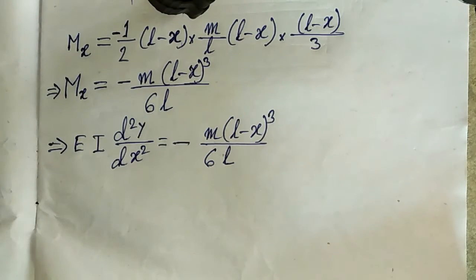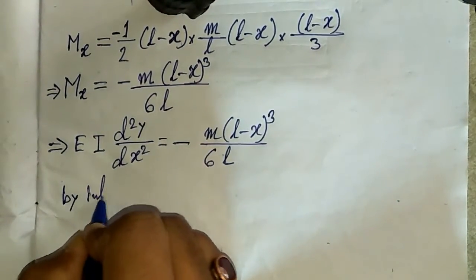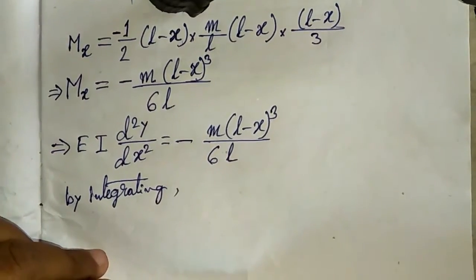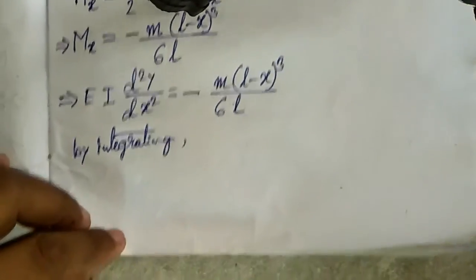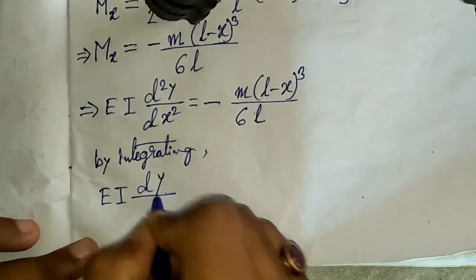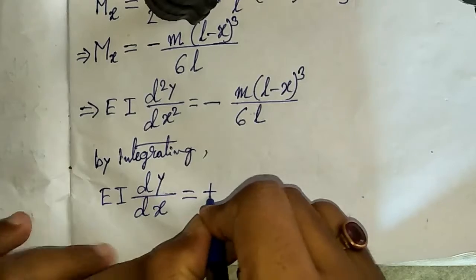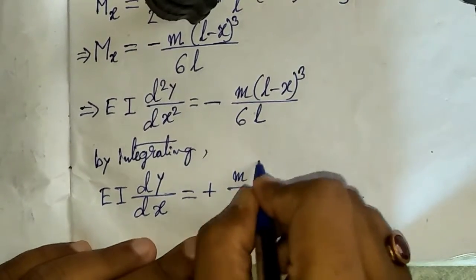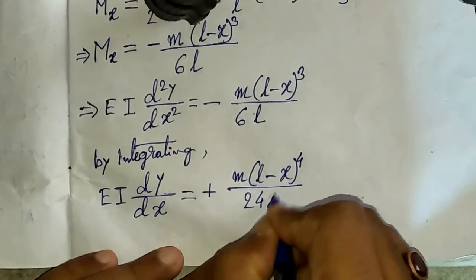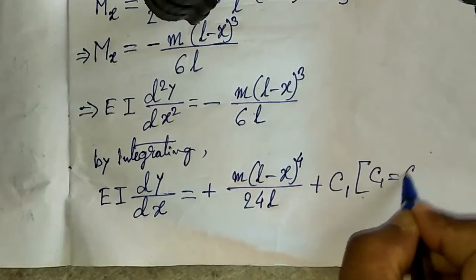Now, by integrating this equation, we get EI dy/dx equals plus M into (L minus x) to the power 4 by 24L plus C1, where C1 is the integrating constant.